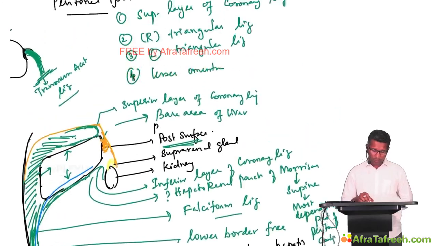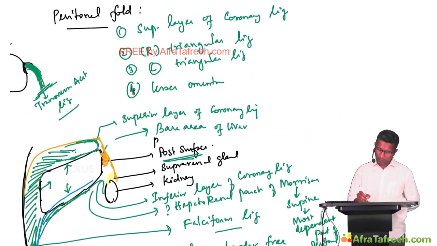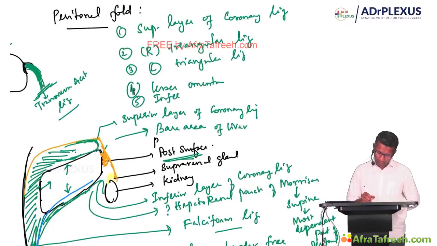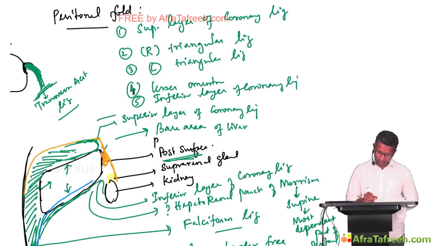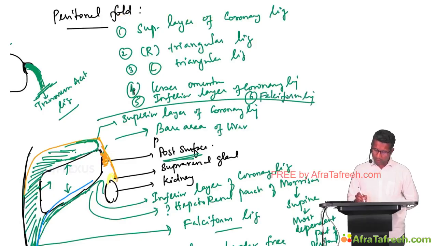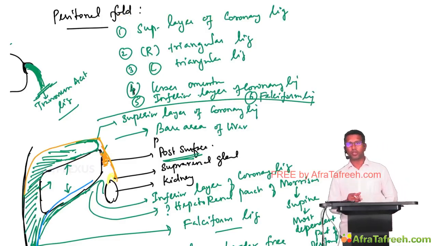So these are certain peritoneal reflections here. What are the other peritoneal reflections we need to add here? The fifth one will be the inferior layer of the coronary ligament. I'll just put a slash here, and the sixth one will be the falciform ligament. So these are all the important peritoneal folds which are related to the liver.